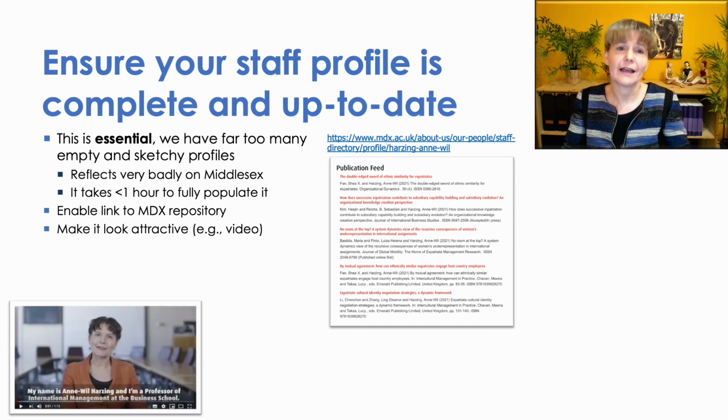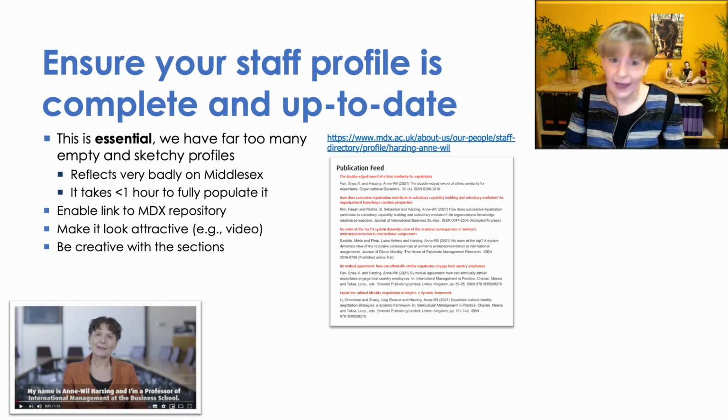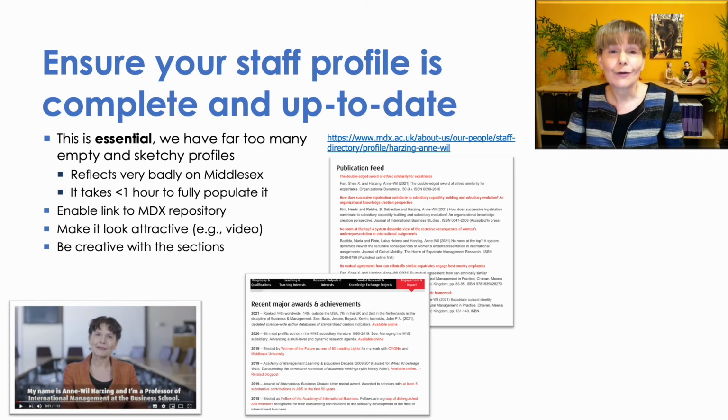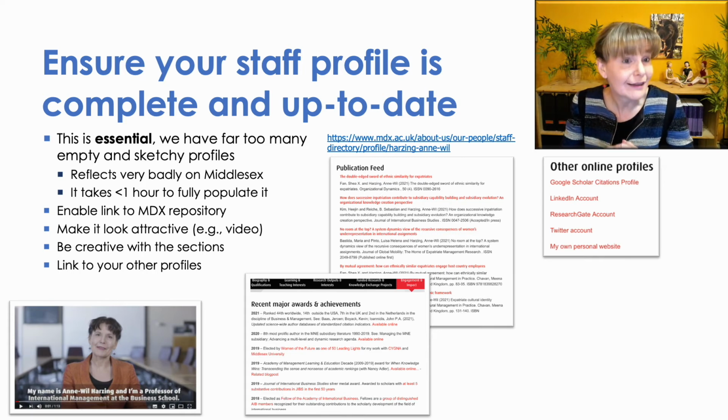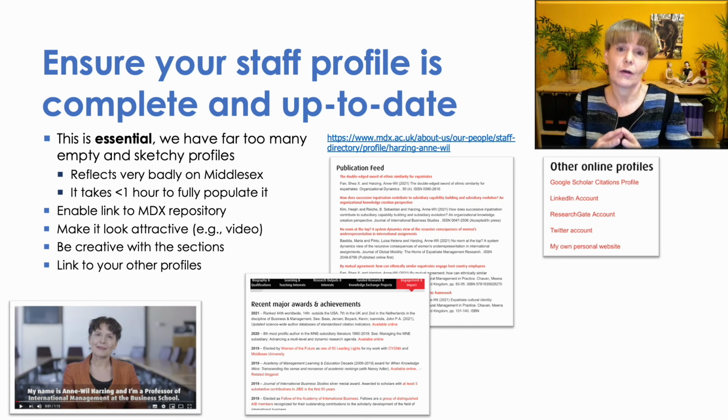Second, consider adding some visual spice. Include not just your essential staff picture, but also some other pictures or a video. Third, be creative. Just be creative with the sections. Most universities will have fixed sections, but there's usually considerable flexibility in what you can put in there. So just include whatever makes your profile stand out. Fourth, make sure that you include links to your other profiles. This means that you can keep your staff profile relatively stable and add new information on other social media accounts that are a bit more flexible in terms of their content and editing.